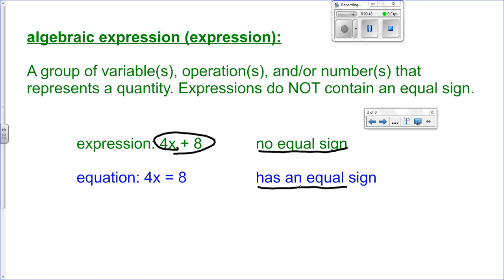So remember, an algebraic expression is to express something. It has no equal sign. An equation has an equal sign. And in the word equation, notice you have the first 4 letters of the word equal. It almost sounds like equal, equation. So remember that an equation has an equal sign, an expression does not.